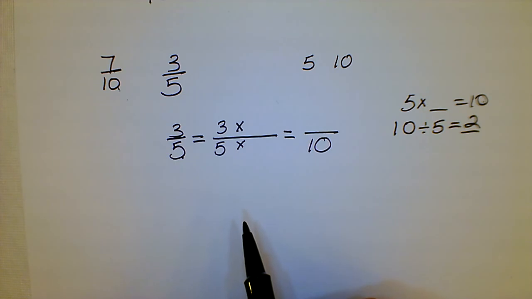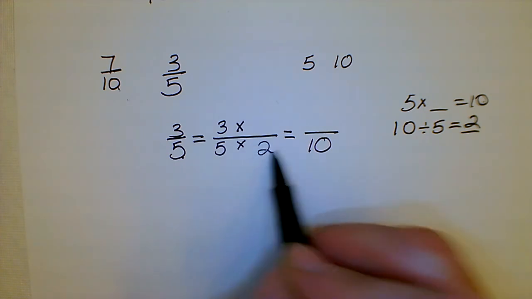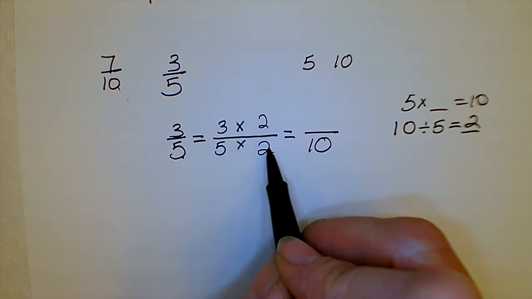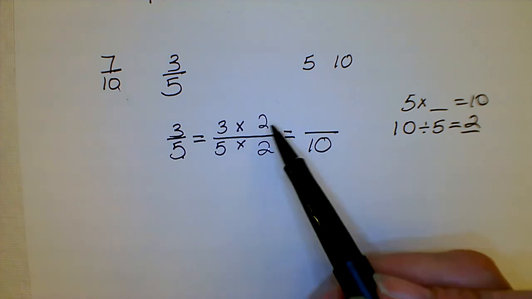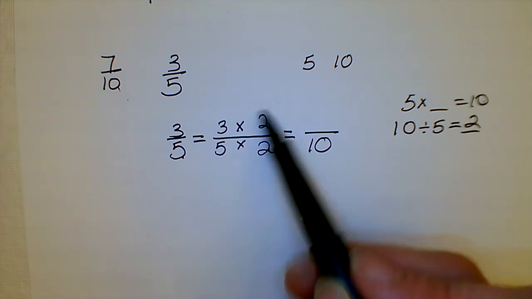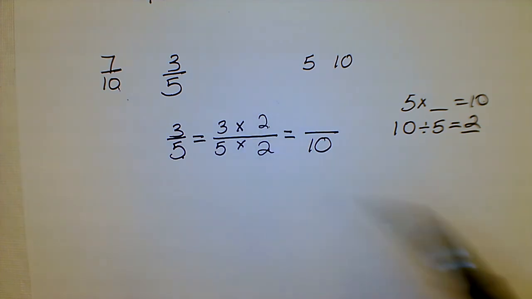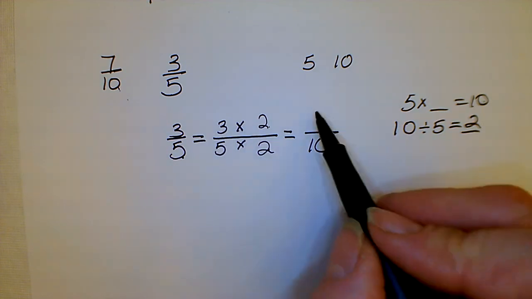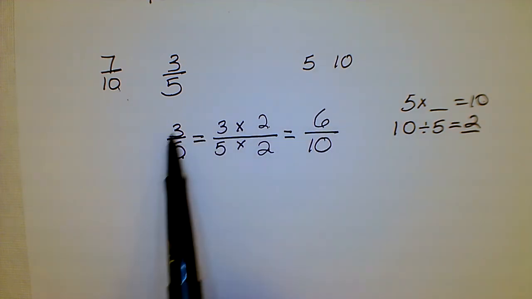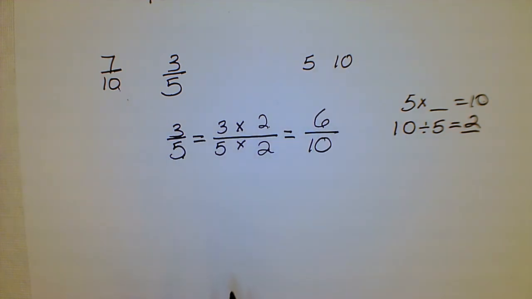So now what I know is that 5 times 2 is 10, and whatever I do in my denominator, I must do in my numerator, so that 2 over 2 is the same thing as multiplying times 1. 3 times 2 is 6, and now I know that 3/5 and 6/10 are equivalent fractions.